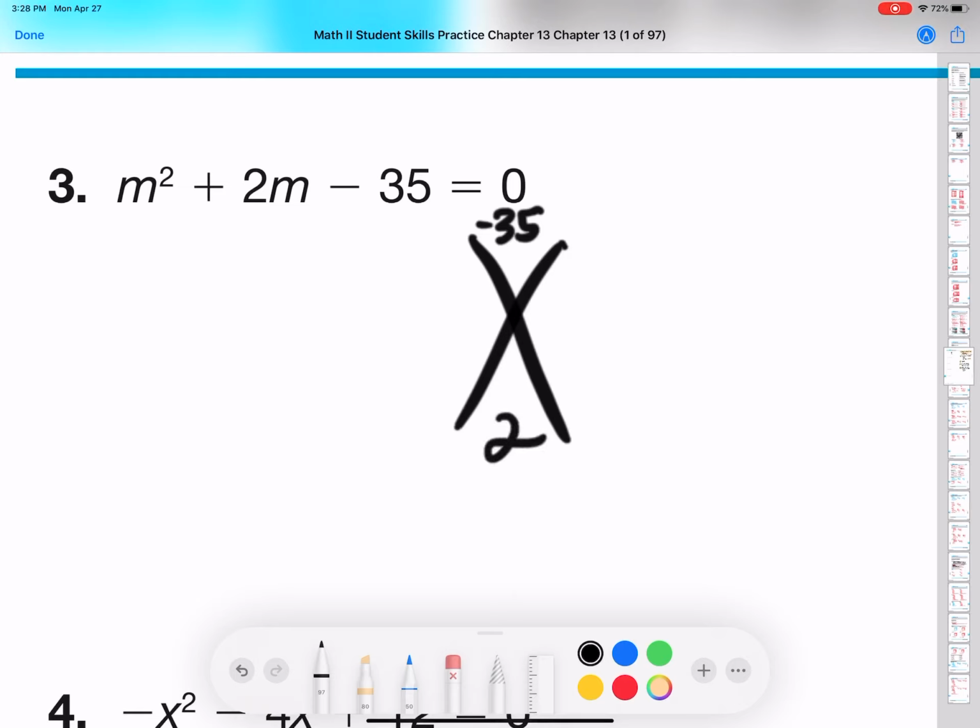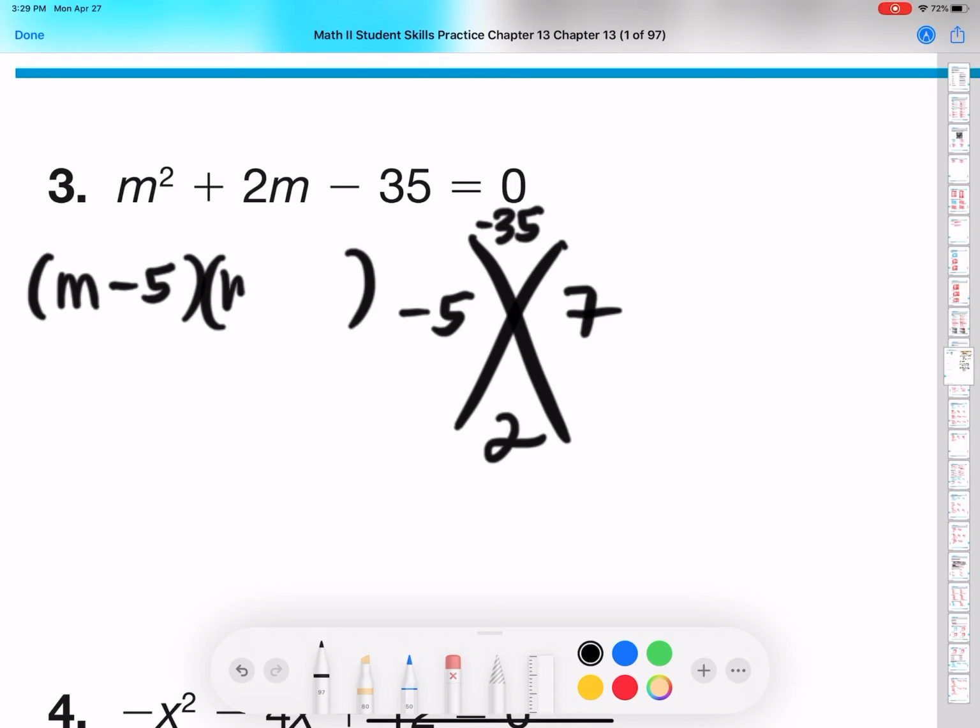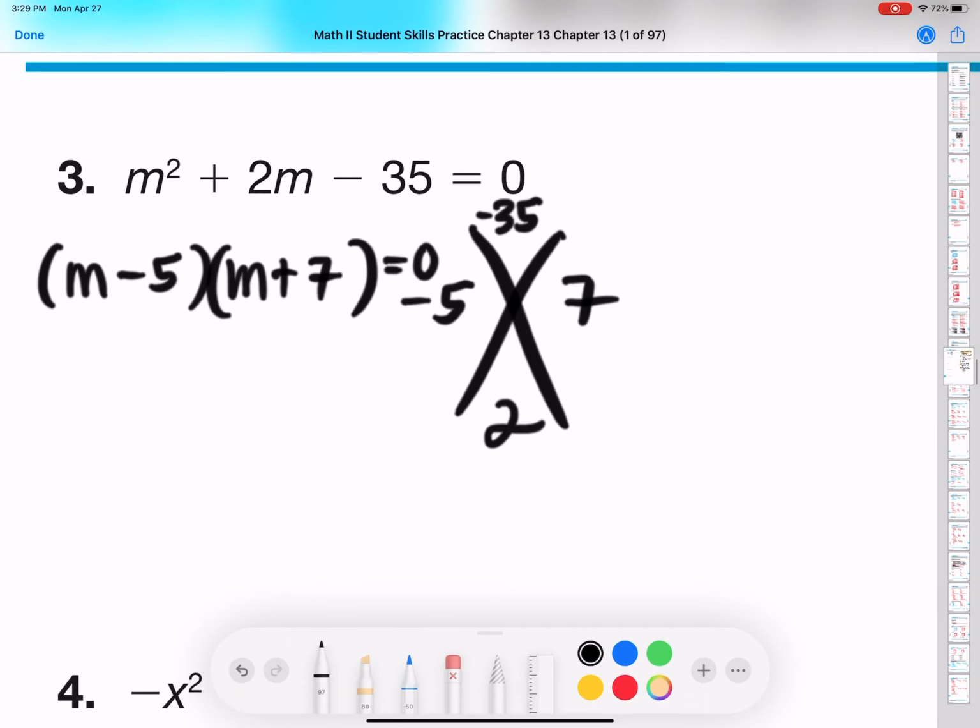Two numbers that do that are 5 and 7. They need to multiply to negative 35 but add to positive 2. So the 5 is the one that ends up being negative. Only one of them does since they multiply to a negative. So I'm going to end up writing them as factors now. We have m minus 5, m plus 7. And then I messed up here because I should have left some space to write equals 0, so that's what we have.